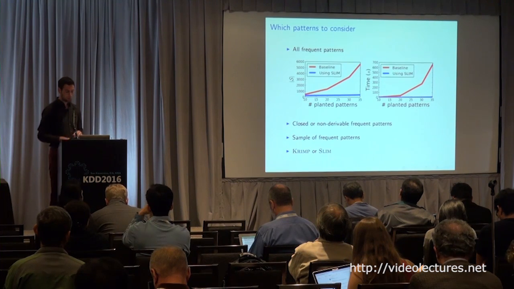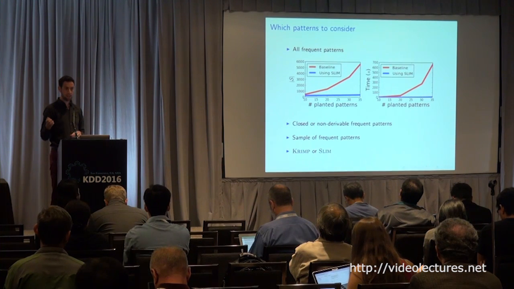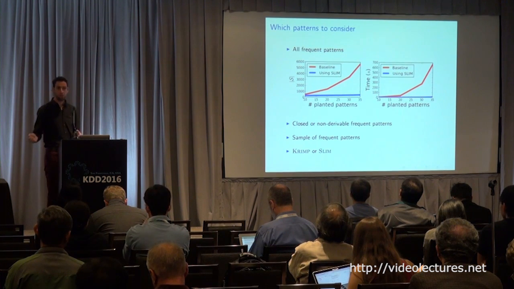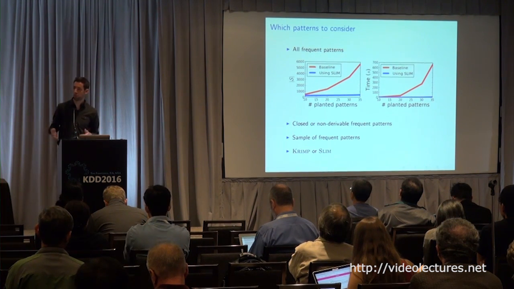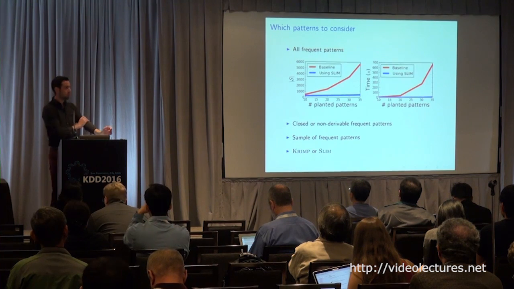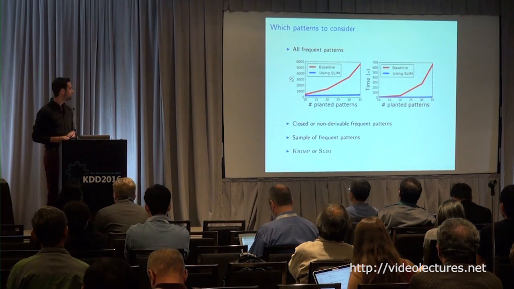So the first question is, which set S do we need to use? If the set S is very large, then we need to look at many, many combinations of patterns. For example, if we look at all frequent patterns, then this will quickly become a very difficult task.